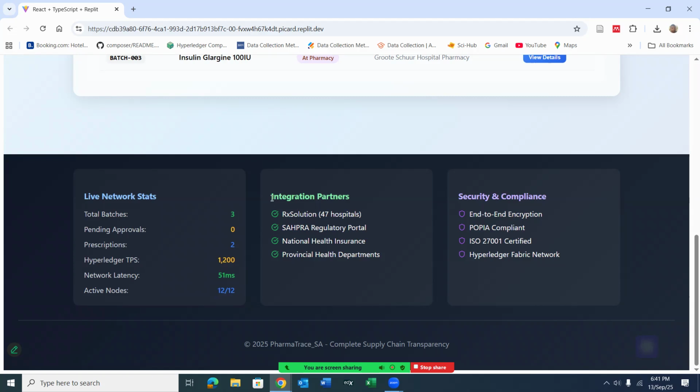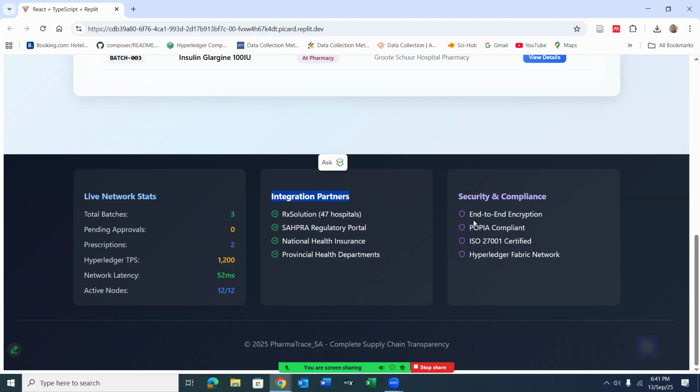It also shows us that this system has the capability of being integrated with the RS solution, which is the system that most South African hospitals use. And then it can also be integrated with the SAPRA regulatory portal. It can also be integrated with National Health Insurance as well as the provincial health departments. Then it also shows that this system has the capability of security as well as compliance.